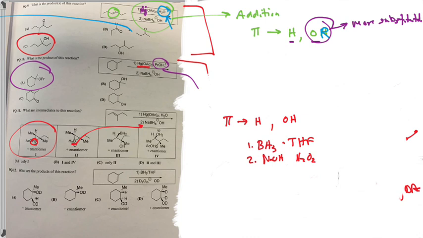What happened in 4? Water did a backside attack. Isn't that what water does to the mercurinium ion? Yeah. So is it 1 and 4? No. Why? Where does the oxygen do the backside attack?